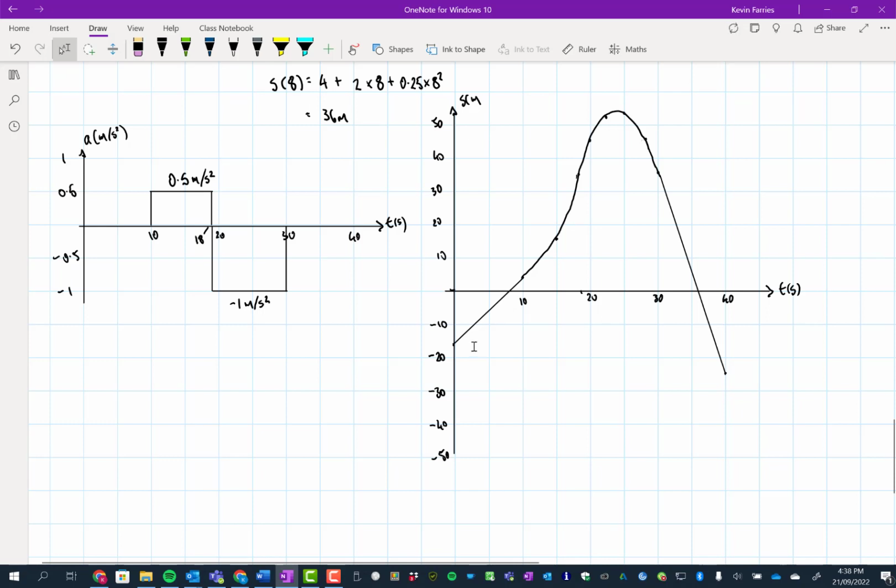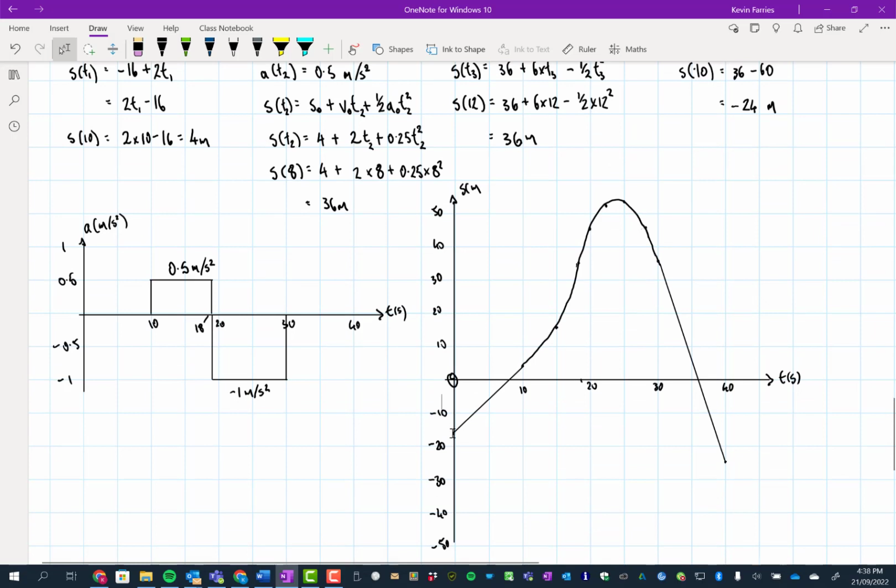So this is the displacement, and it's getting further away from the starting point. So here it's minus 20, then it goes past the reference point. This is zero displacement here. Then it's going in the positive direction, then it's coming back again. Now, to find the total distance it's travelled, we're going to have to find this maximum value here.